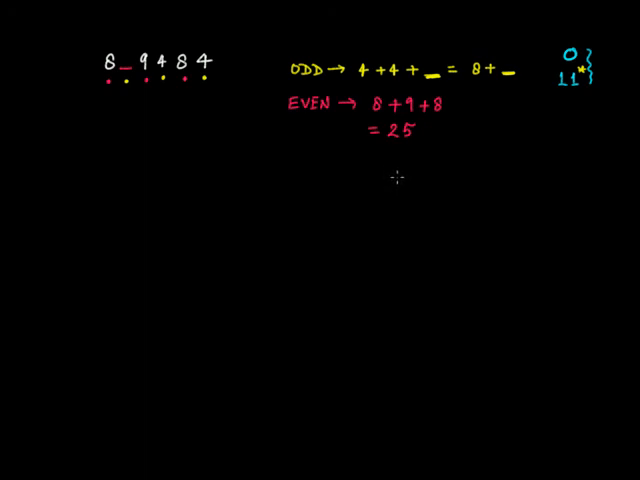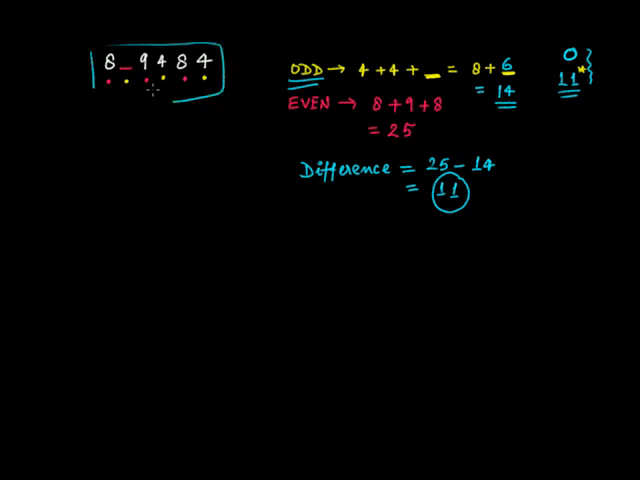So what can we do? If I put 6 here, the sum of the digits at the odd positions will be 14. And if we find the difference between the even and odd, this will be 25 minus 14, which is 11. Of course, this difference equal to 11 is divisible by 11, and therefore this whole number will be divisible by 11. So if we put 6 here, then this number will be divisible by 11.